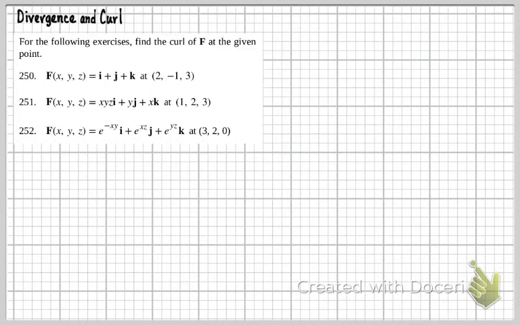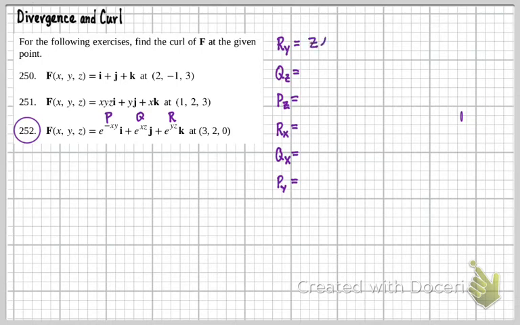So now let's talk about the curl. It says, for the following exercises, find the curl of f at the given point. So the first thing we're going to need is all of our partials. And my P is here, my Q is here, and my R is here. And I need Ry first. So that's going to be z e to the yz. And then my Qz, that's here. That's going to be x e to the xz.